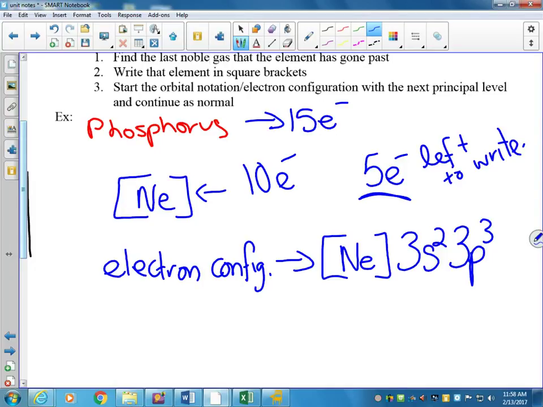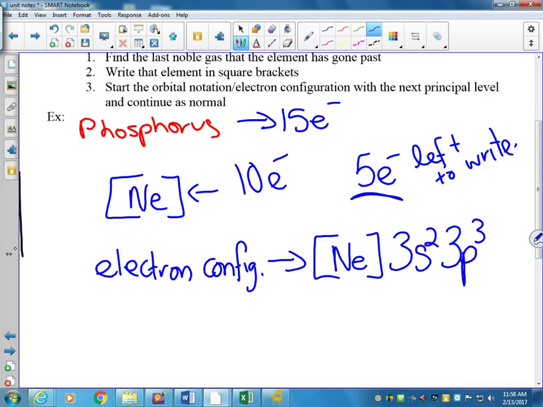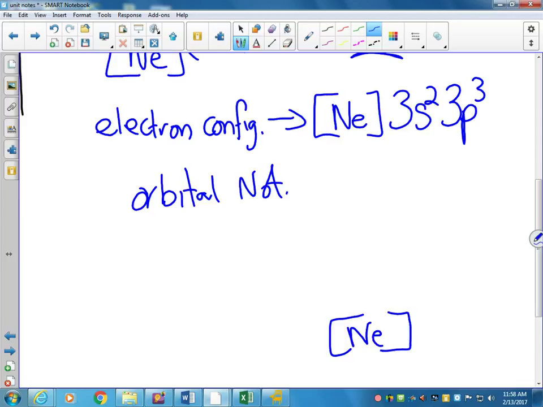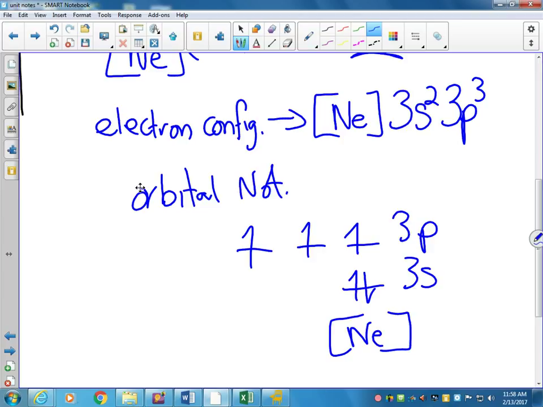So the orbital notation would look exactly the same. Sorry, I need to roll down here. The orbital notation would look exactly the same, except we'd start with neon in square brackets, and then you'd write 3s with a line, and 3p with 1, 2, 3 lines. We put 2 electrons in the s's, and then the 3p's has to look like this because you have to put 1 in every single orbital before you put the second in a single orbital. Okay?